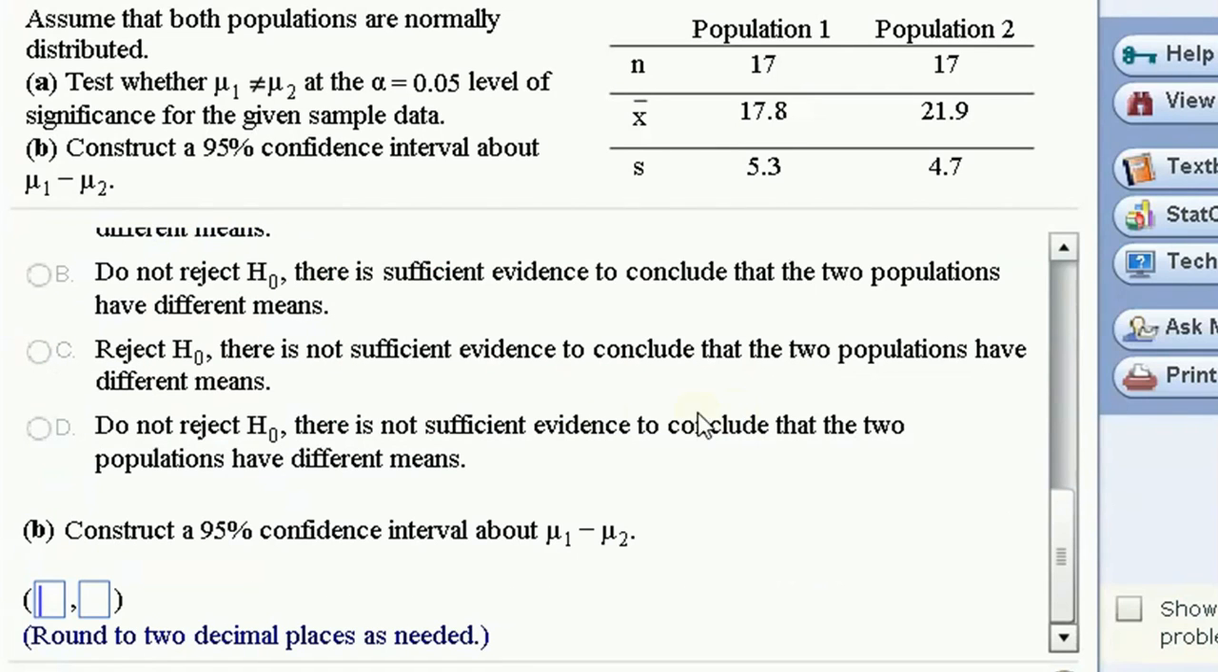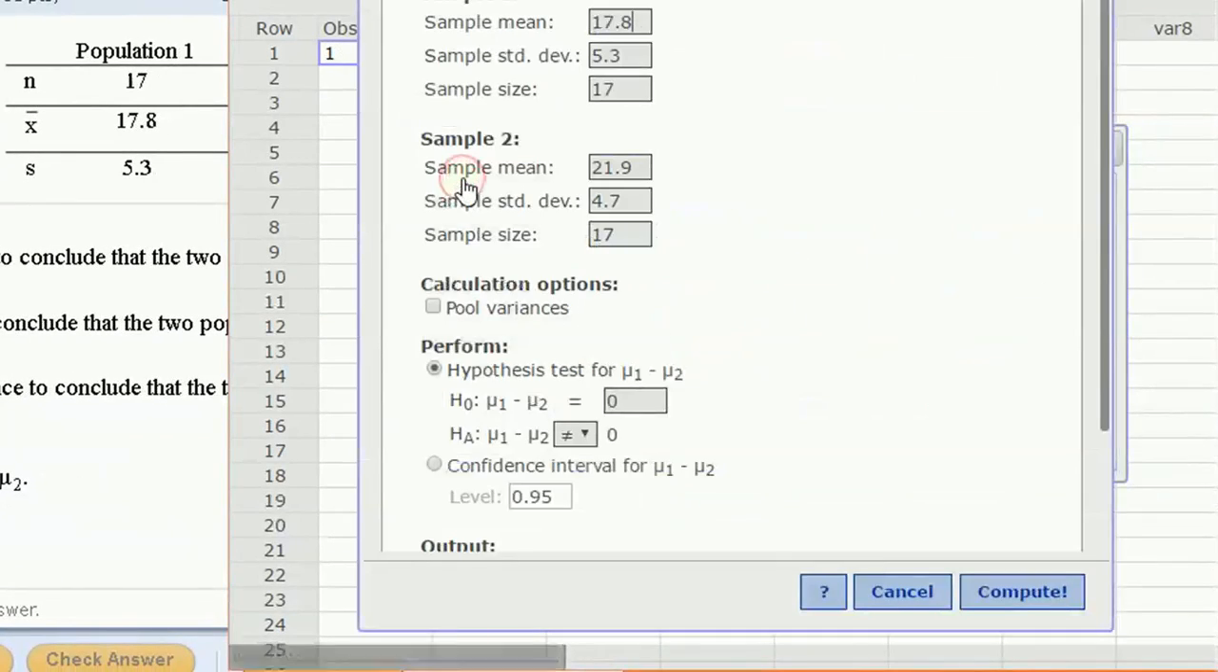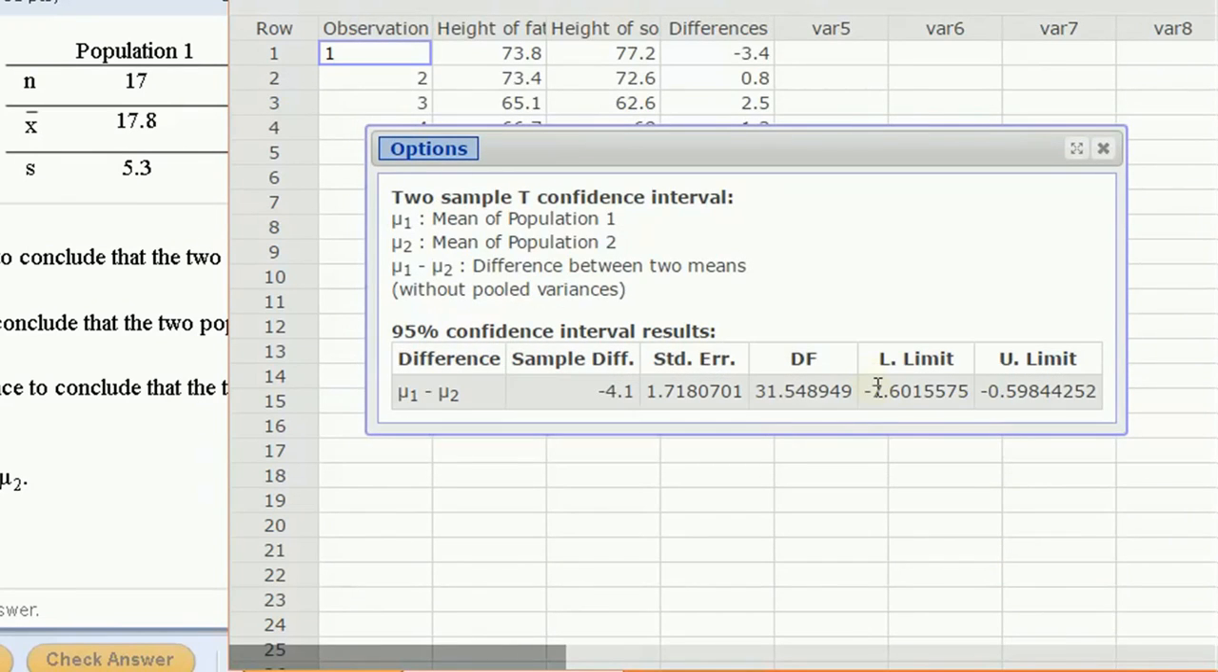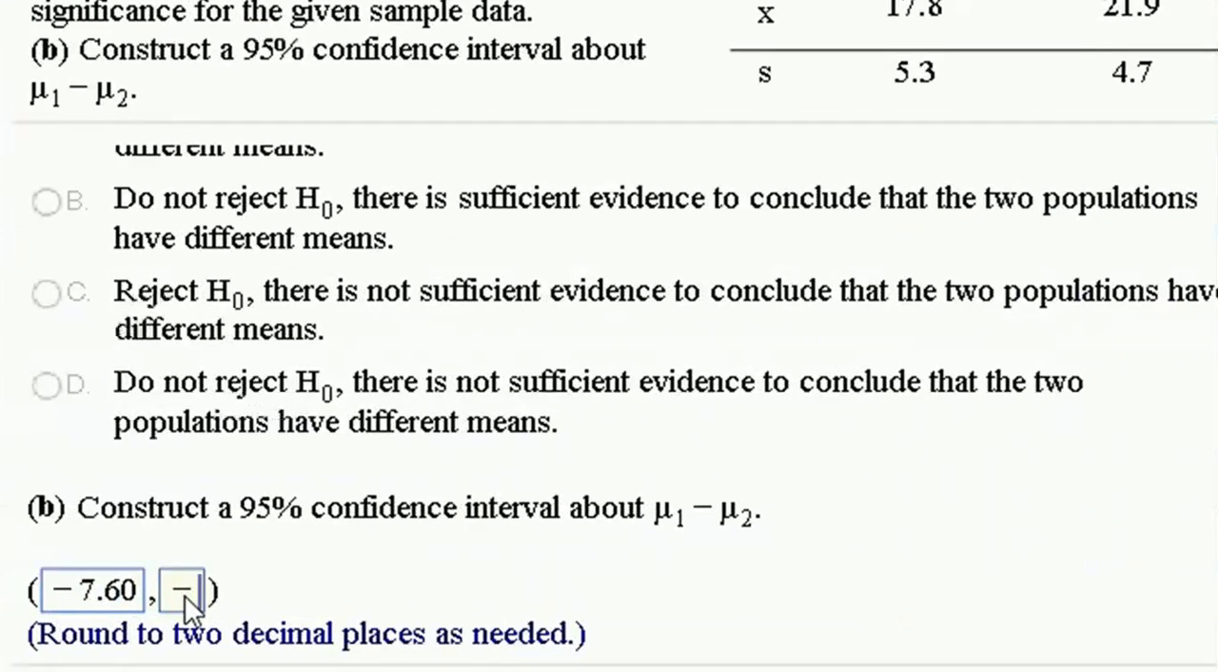Cool. And a 95% confidence interval? Well, we can just go back to here, edit, and change it from a hypothesis test to a confidence interval, and click compute, and we get it there. So, let's see, 2 decimal places, negative 7.60 up to negative, I'll just type it in, negative 5.9, that's rounded up to negative 0.6. Great.